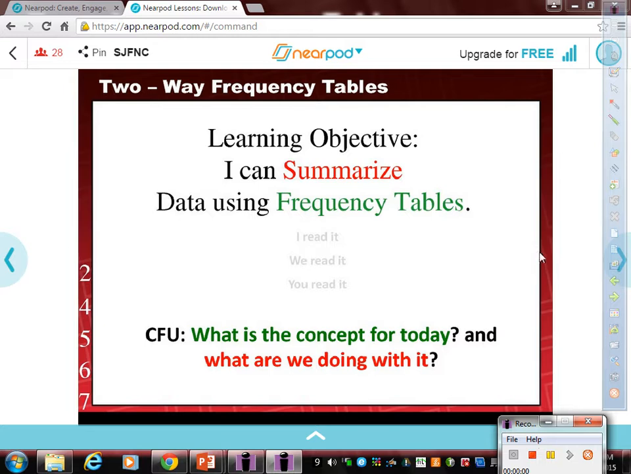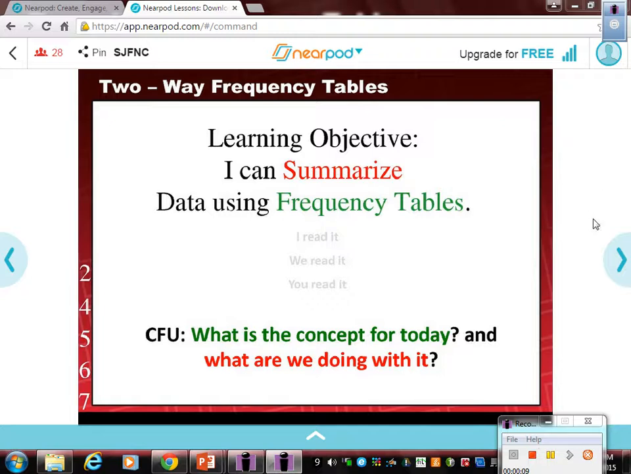So, our objective for today: I can summarize data using frequency tables. Let's read together. 1, 2, 3. I can summarize data using frequency tables. So you already wrote that on the bottom left of your notes. Is that correct? All right.